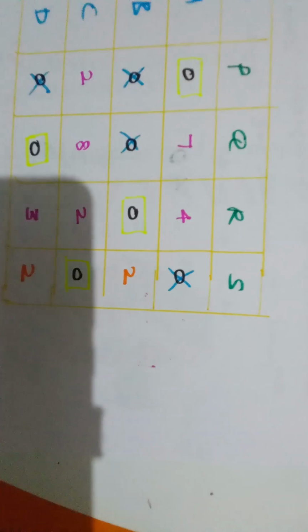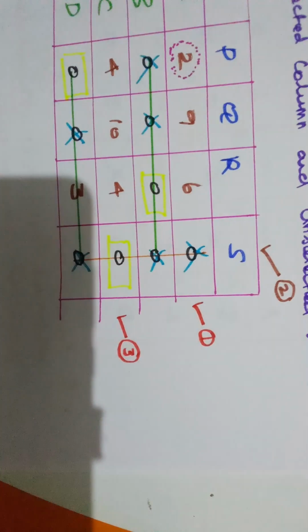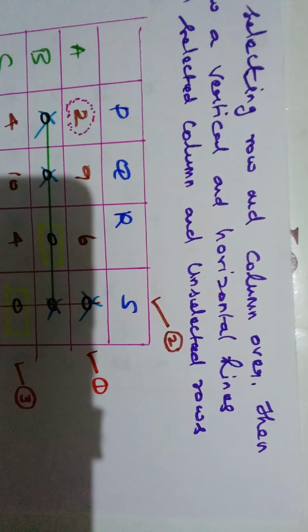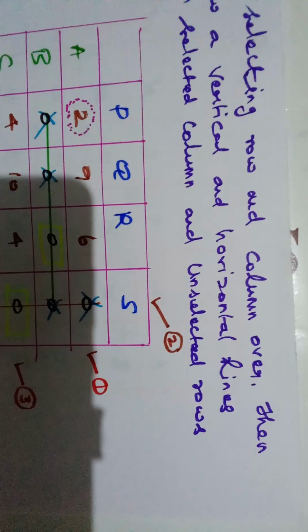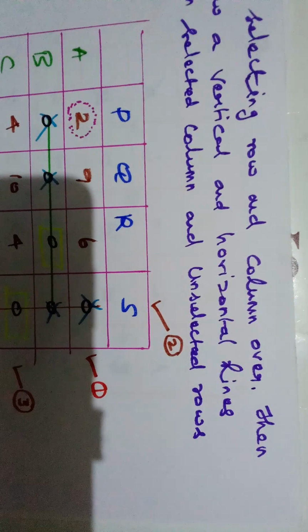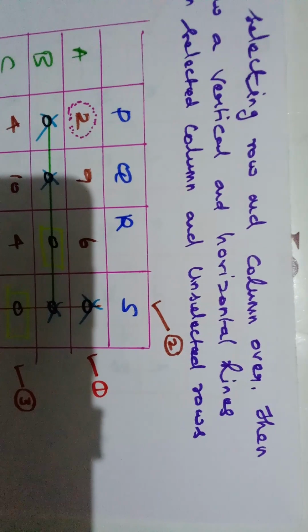Okay, now selecting the row and column is definitely over. Now move to the next one. The next process is to draw the vertical line and the horizontal line for the selected columns and the unselected rows. So this is the next process.